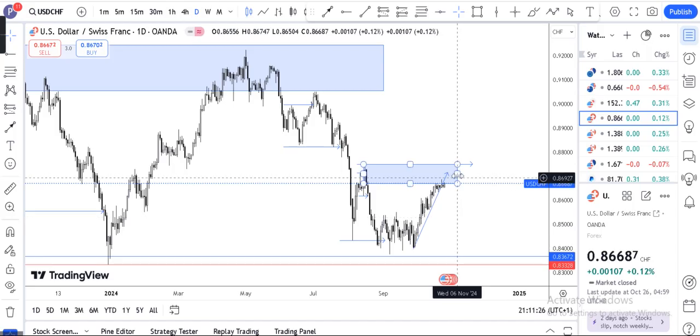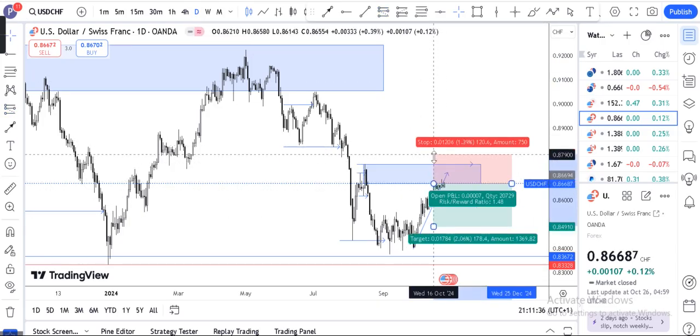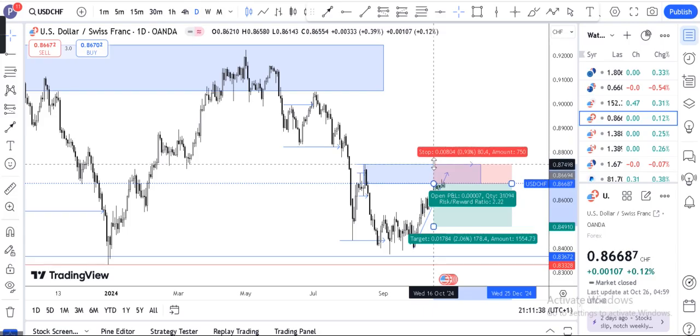This is entry, this is take profit. So this is the particular trade we are currently going to be holding. We're taking this trade and dropping the results of this particular trade on our community on YouTube.